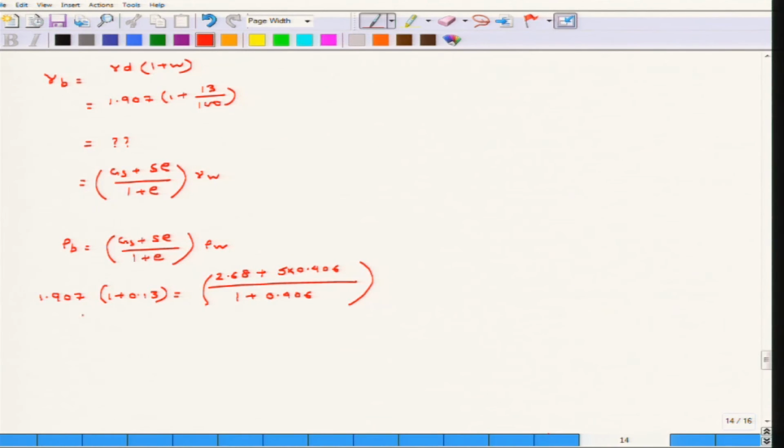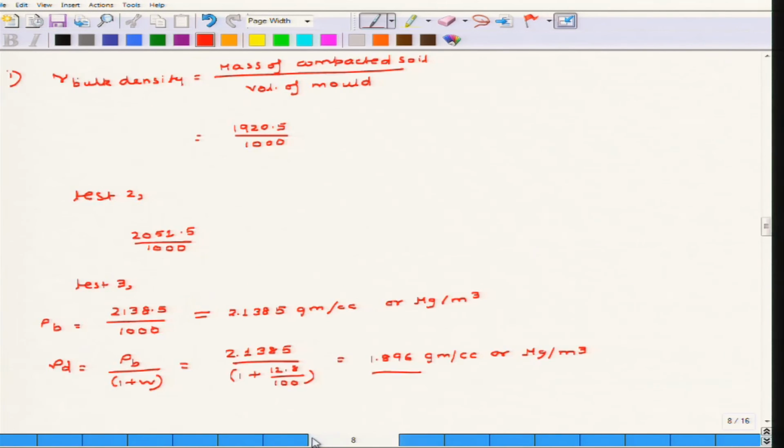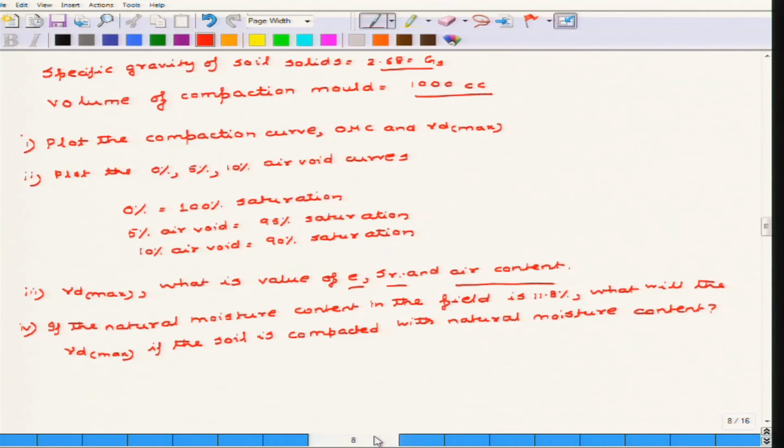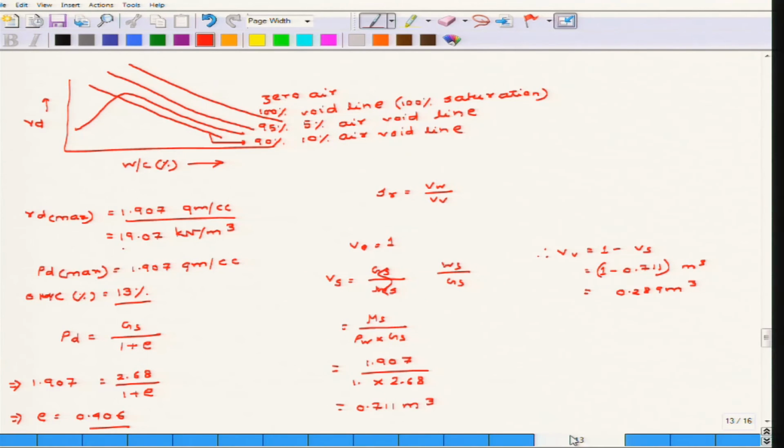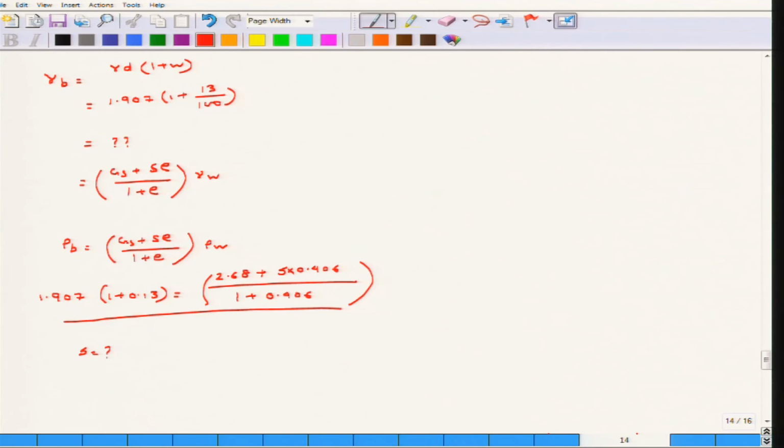So, this is how you find out the value of degree of saturation. Now, the degree of saturation is known to us. The third and last question that is asked is: what is the volume of air content? If you know the volume of voids, then obviously you can find out the volume of air content as well.